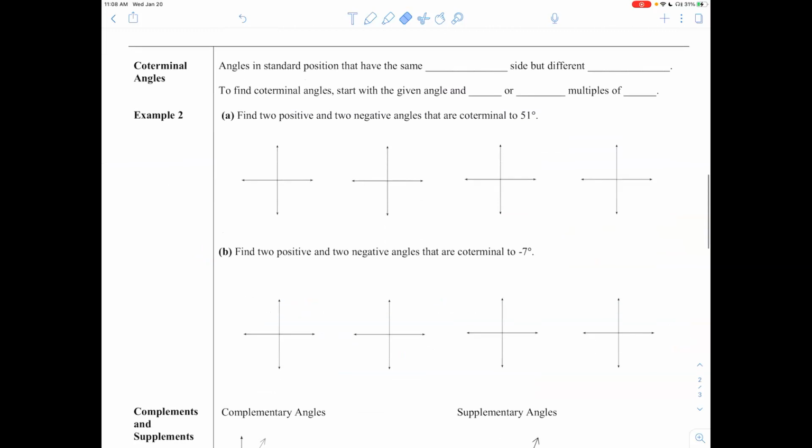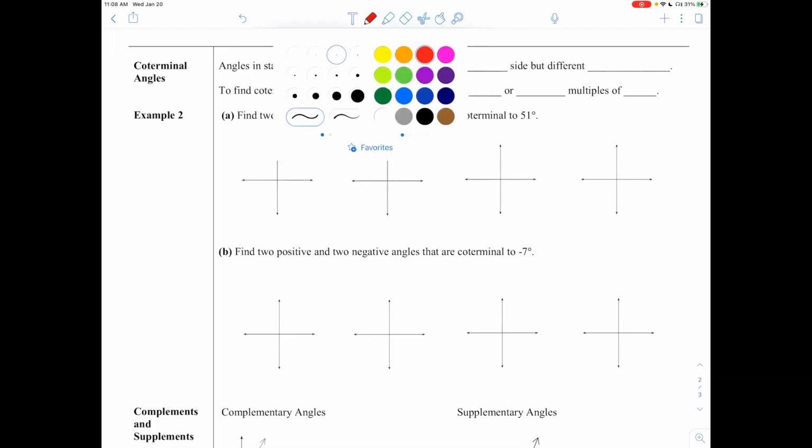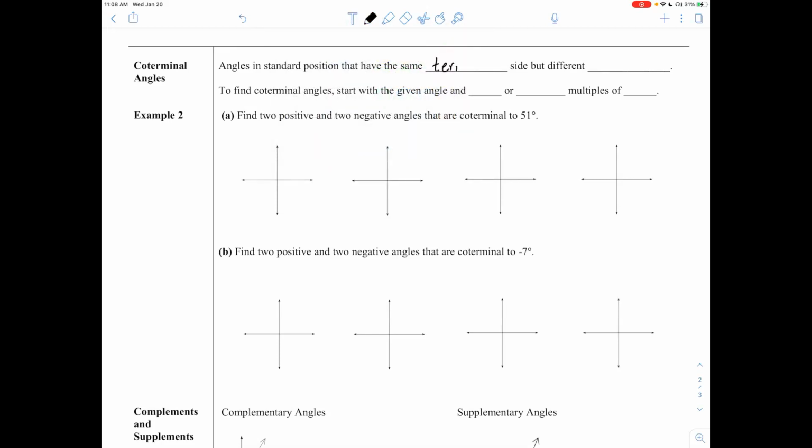Let's move on to coterminal angles. Coterminal angles are angles in standard position that have the same terminal side but different measures. This is the definition of coterminal angles. Co meaning the same, together, terminal meaning the finishing side. To find coterminal angles, start with the given angle and add or subtract multiples of 360 degrees. It's actually not that big of a deal.